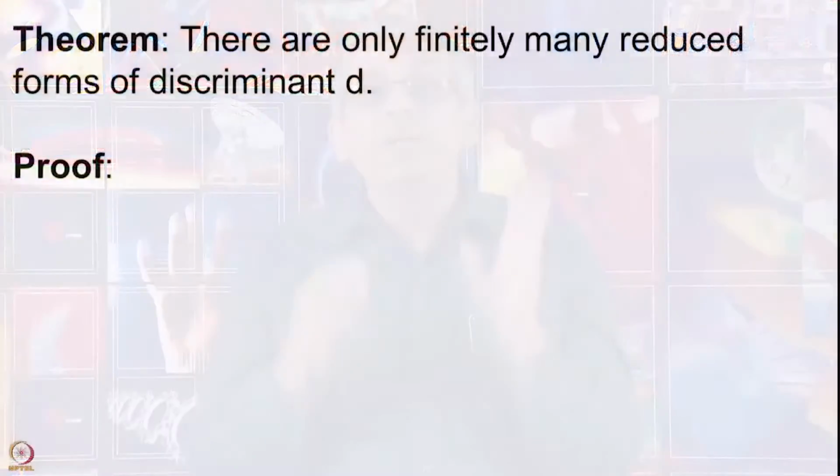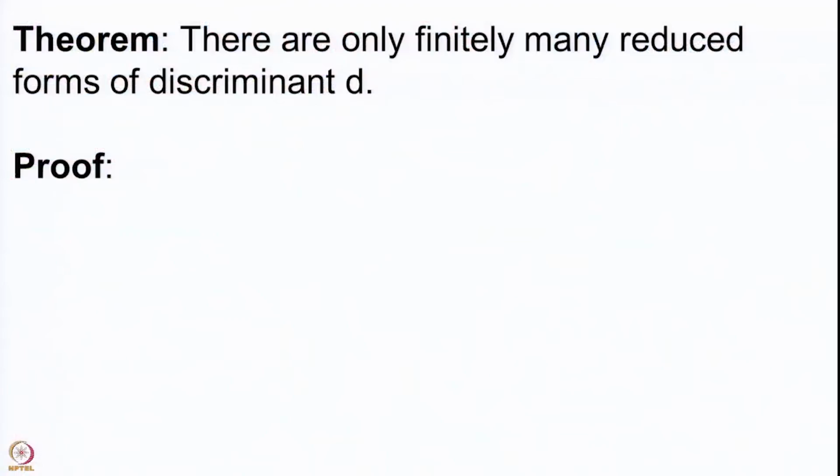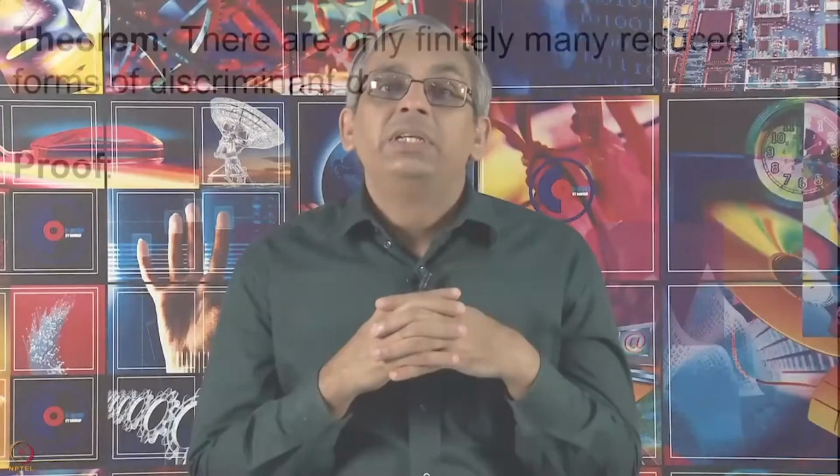Perhaps if any two equivalent reduced forms are the same, then it would tell you that whether we apply Gauss's method or Lagrange's method, both of us will reach the same answer. So, we will answer this question one by one. We first want to see how many reduced forms can there be of a fixed discriminant.